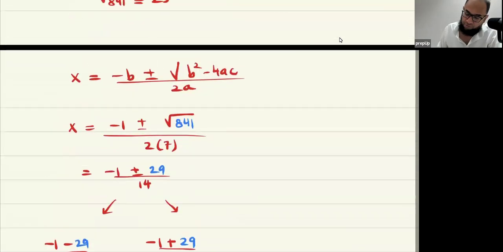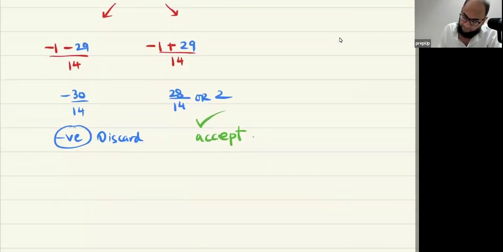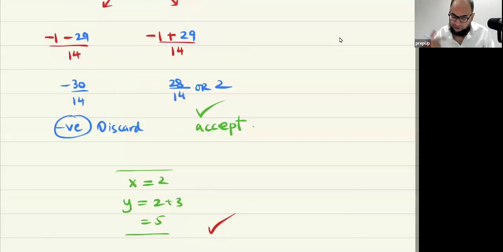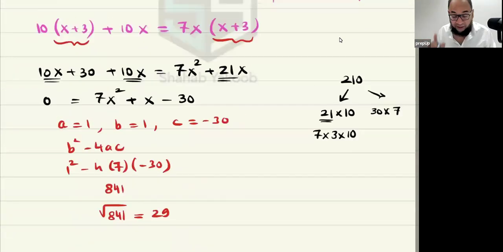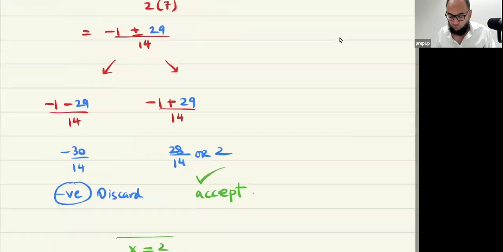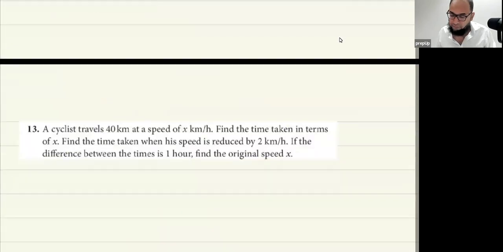So the value of x is equals to 2. y is x plus 3, 2 plus 3, which is 5. And that is the answer for this particular part. So that was one small mistake, which I got corrected, because the value of a is not 1, the value of a was 7. So I hope this is all good, all clear.